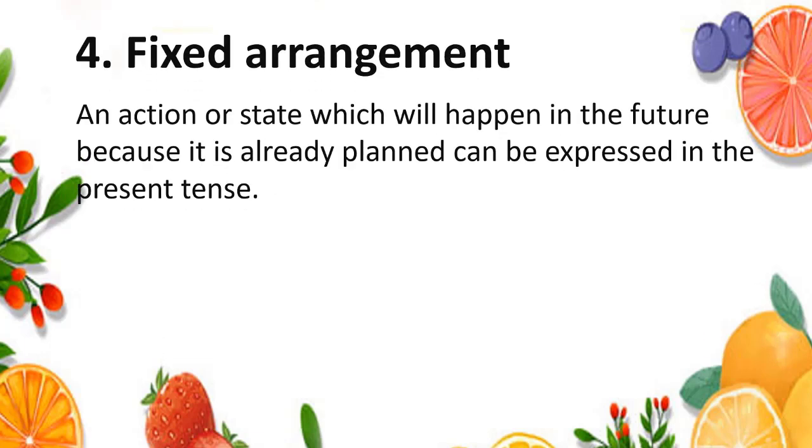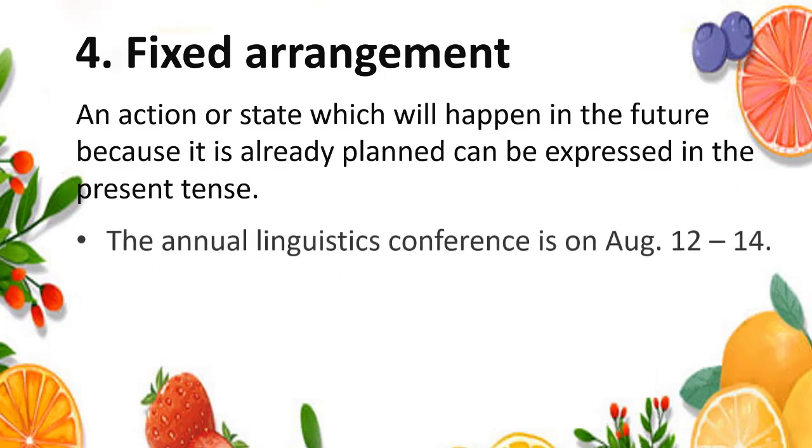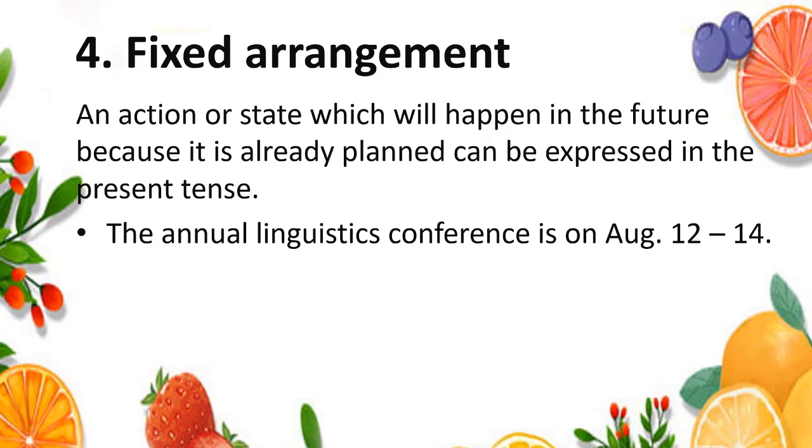An action or state which will happen in the future because it's already planned can be expressed in the present tense. So to guarantee that it will happen in the future, we can use the present tense. For example, the annual linguistic conference is on August 12 to 14. This is in the future, and it's present tense because it's part of a program. It's something which will happen. It has been scheduled. So it's a fixed arrangement.